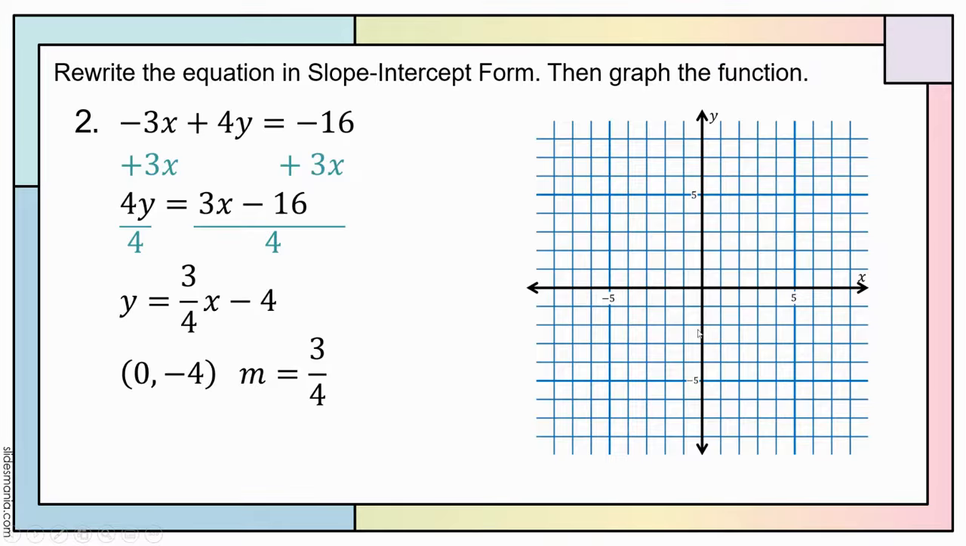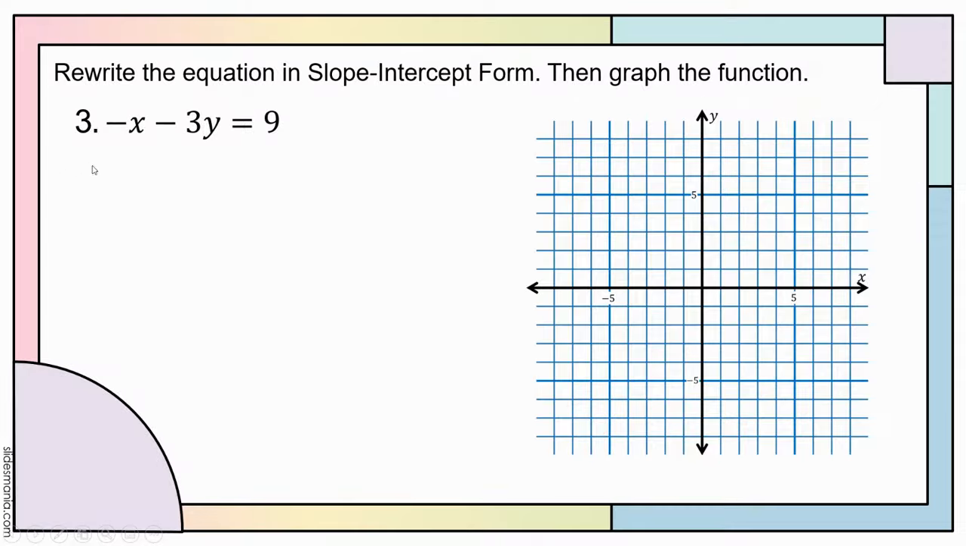So I'll come over here and plot the point 0, negative 4. And from there I would go up 3, right 4, up 3, right 4, and connect my points with a straight edge. Make sure to put arrows on both ends of your line.